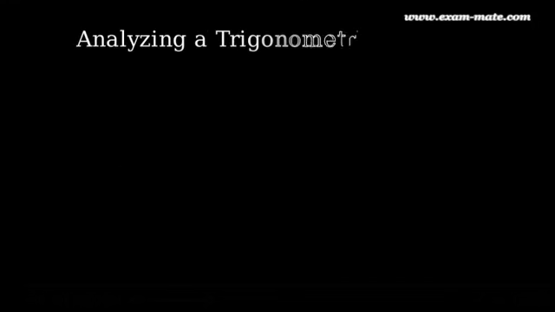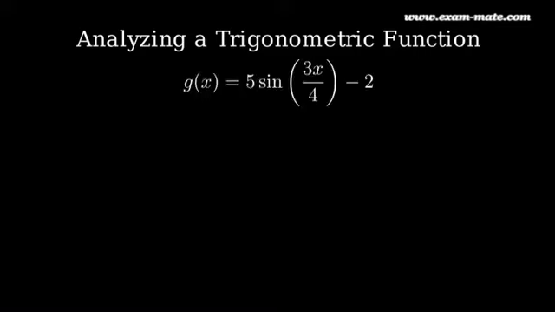Let's analyze the trigonometric function g(x) = 5 sin(3x/4) - 2. We'll find its amplitude, period, and sketch its graph. Let's break this down step by step. First, let's find the amplitude.